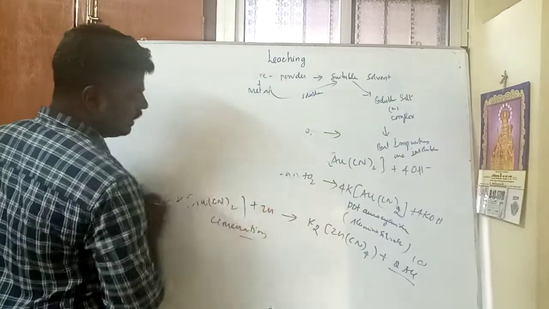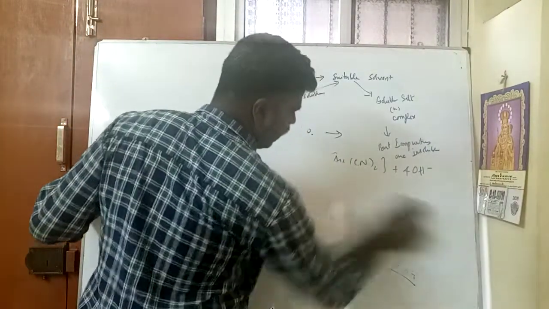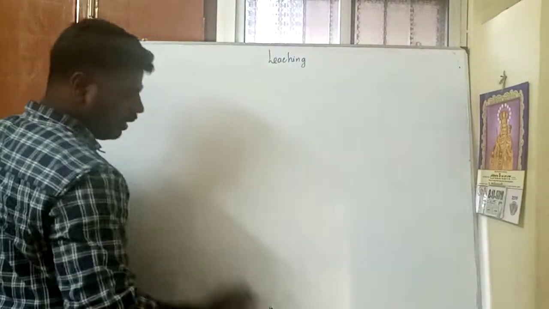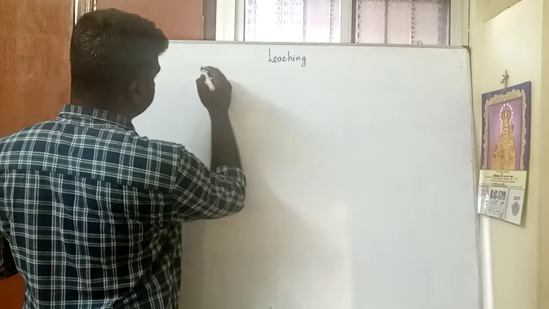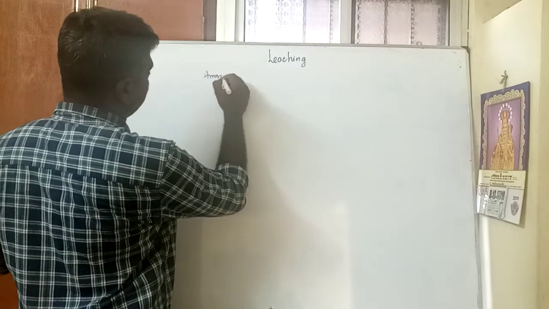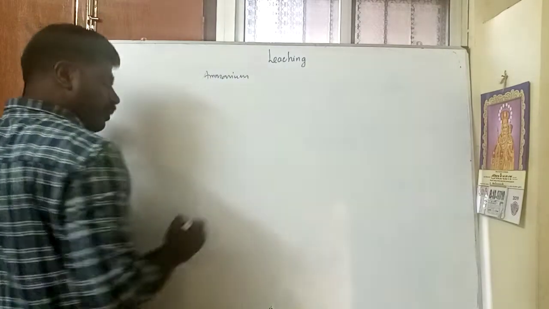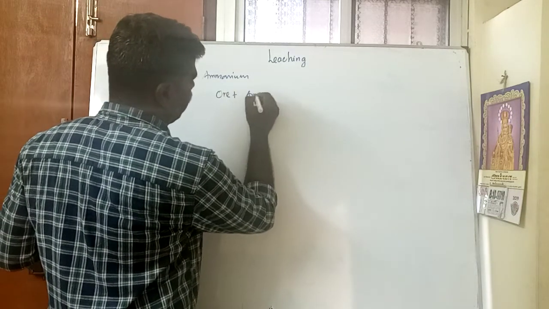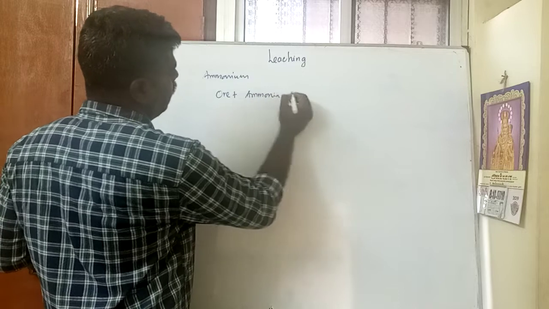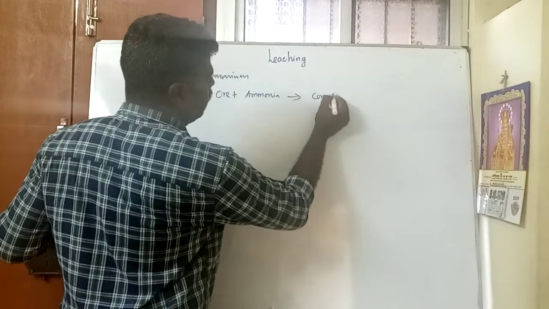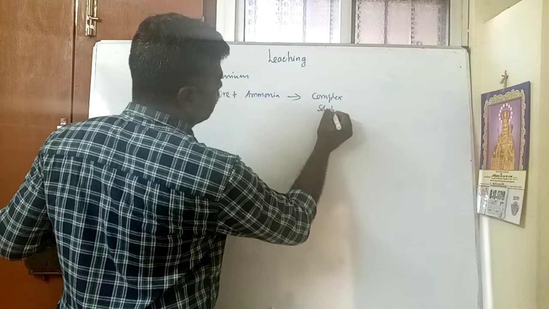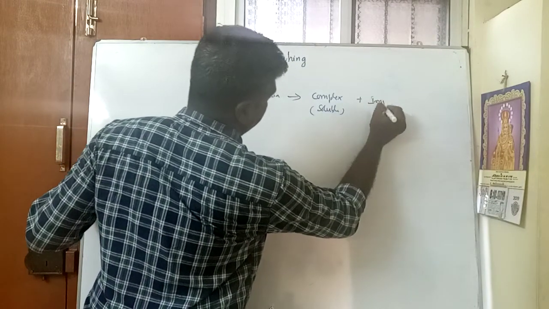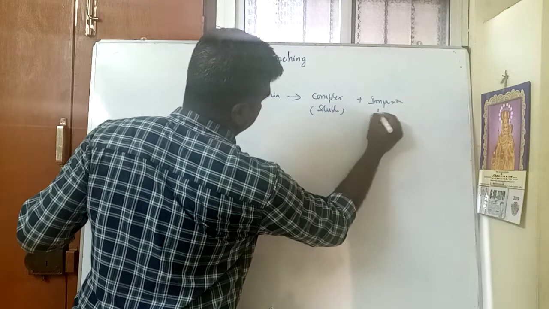Next, the second type of leaching, ammonia leaching. Let me take ammonia leaching. Ammonia leaching is nothing but the crushed ore or the powdered ore mixed with ammonia. While mixed with ammonia, it forms a soluble complex. Impurities are insoluble.